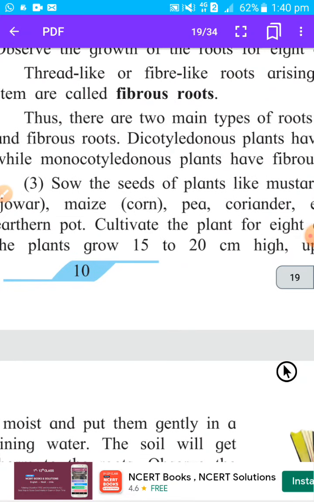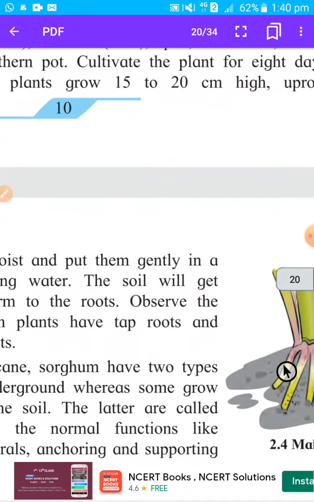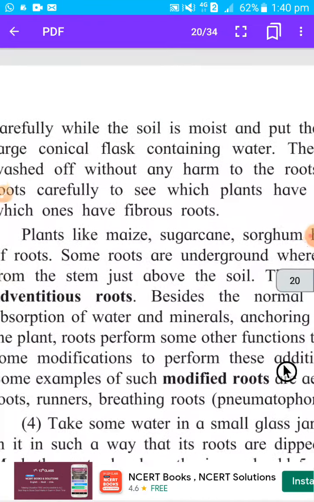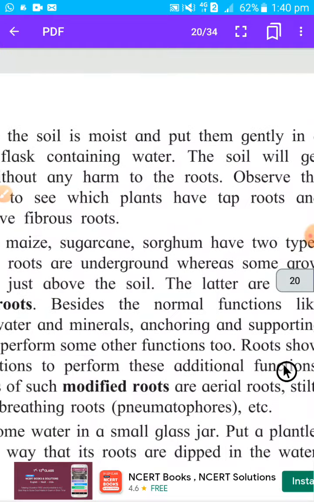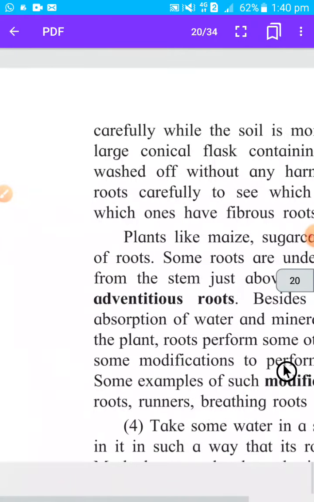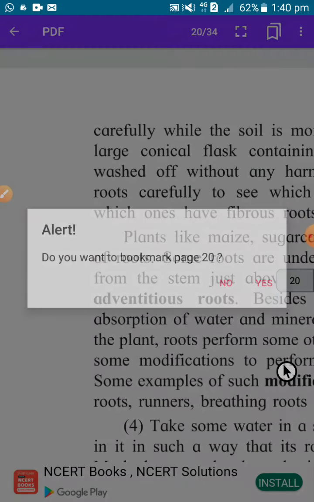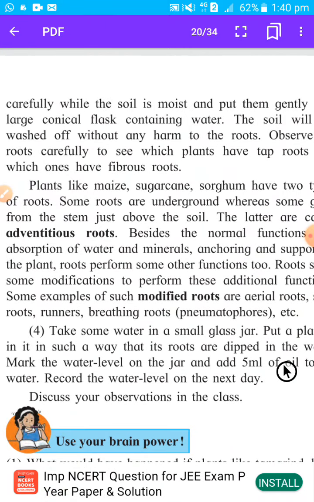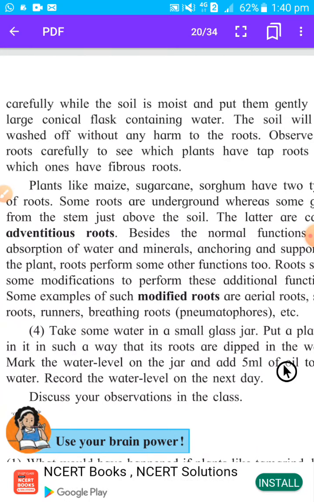After 8 to 10 days, they will grow 15 to 20 centimeters. Then we have to uproot them carefully while the soil is moist, and put them gently in a large conical flask containing water. The soil will wash off without any harm to the roots. Observe roots carefully to see which plants have taproots and which ones have fibrous roots.